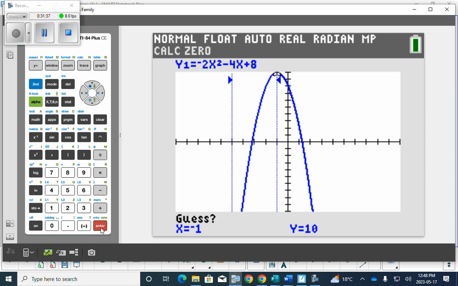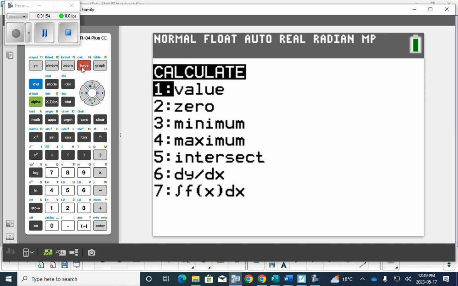What do you do with guess? Hit enter. Now, what does E mean? 0. So the x-intercept is at -3.24 or -3.2, however it wanted you to round. We would then repeat the process. Second trace, pick number 2 again.